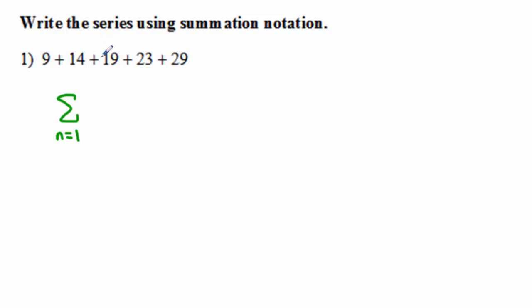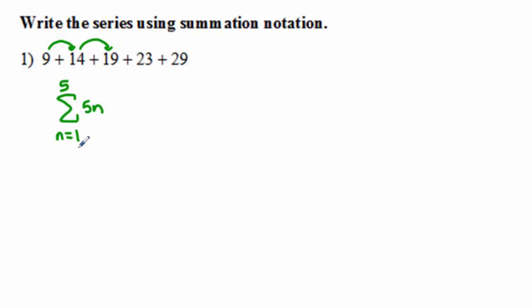So this is 1, 2, 3, 4, 5. So we put a 5 on top. And then next to it we have to write a rule which will give us each of these terms. So if I look at the pattern here, each term I get by adding 5 to the previous term. And so whenever I add 5, I write that as 5n, which may seem weird, but that's how it works. I'm adding 5, so I write 5n.